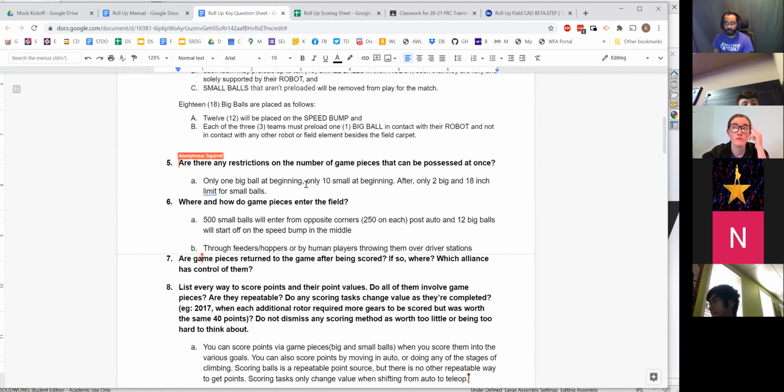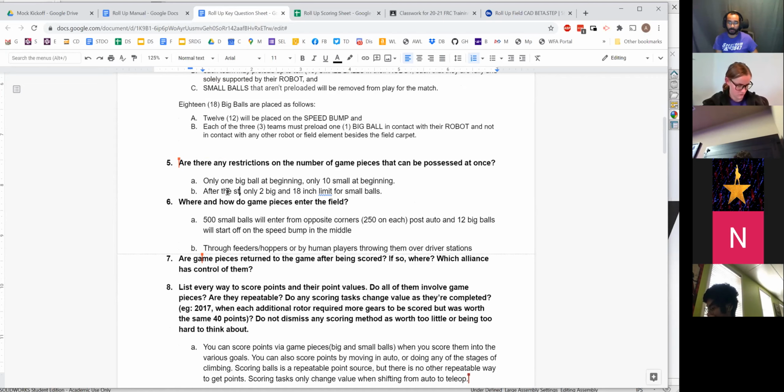Are there any restrictions on the number of game pieces? Yeah, so at the beginning, 1 big ball and only 10 small balls. After the start of the match, the limits are 2 big balls and this 18-inch limit for small balls. Does anyone who got here and read this want to explain what that rule is? I'm trying to figure out if people understood it, who are just getting introduced to it today.